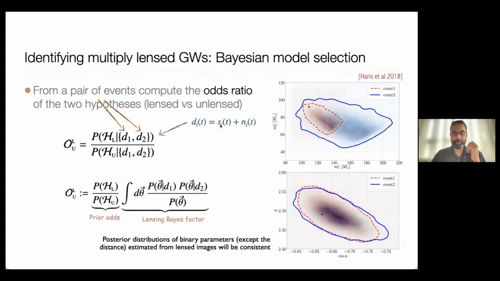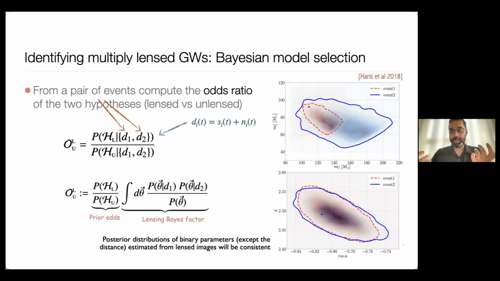If you simplify it, it comes to a remarkably simple equation. It basically turns out to be equal to the inner product of the posterior distributions of the binary parameters, such as its redshifted masses, sky location, spins, etc., inversely weighted by the prior distribution of these parameters.